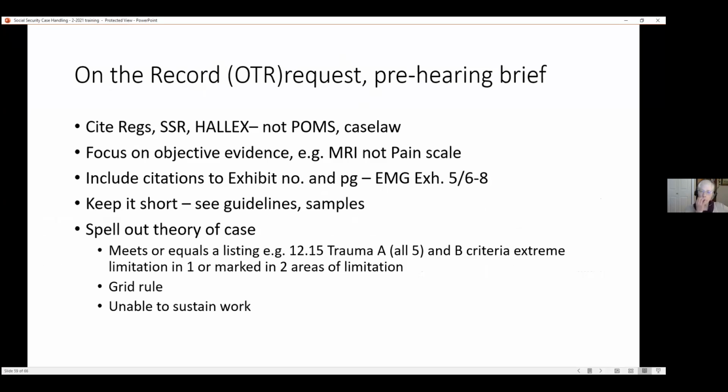If you're going to talk about evidence, you want to focus on the good objective evidence you have, MRIs. You can mention pain, but that shouldn't be the focus. You want to hammer in the good objective evidence. Don't want the judge to miss that. I do a specific citation to exhibit and page number. You don't want to make it long.